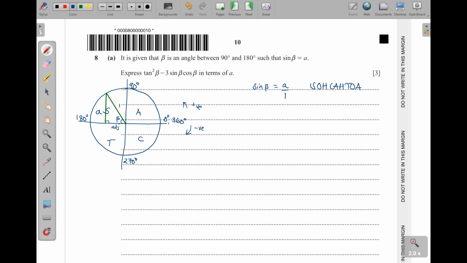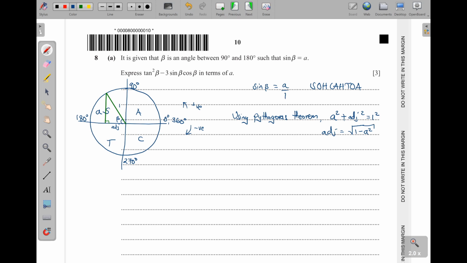Now, using Pythagoras theorem, we can have A squared plus the adjacent squared is equal to 1 squared. That means the adjacent is going to be the square root of 1 minus A squared.